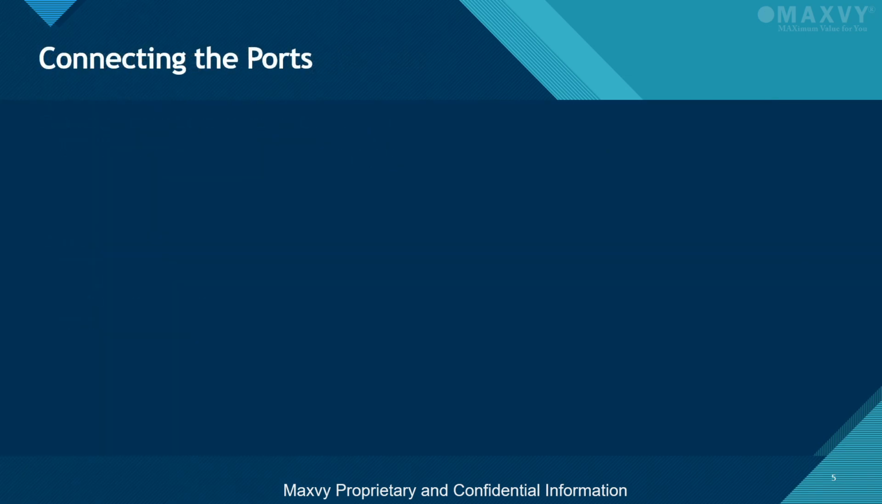In this slide, we will explore how to connect ports in Verilog. There are two primary methods to connect the ports: by position and by name. Connecting by position means connecting ports in the order they are listed in the module declaration. Connecting by name involves explicitly naming each port when connecting it, providing greater clarity and reducing the risk of errors.